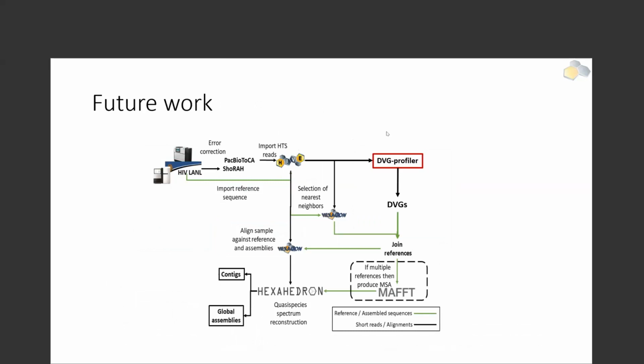Take the same pipeline that has been developed for Quasispecies, improve it, try to integrate the concept of DVGs, try to include them in the references, and try to resolve both DVGs and Quasispecies as defined in the previous way. And I hope to be able to continue working on that and improve not only the pipeline but the tools, and possibly introduce new tools. As you can imagine, we still need a way of getting the actual sequences out of the DVG profiler, and this is something that we will be working on.